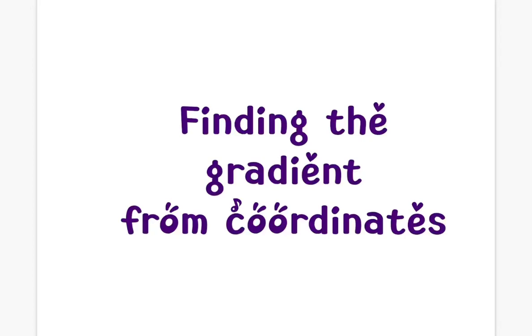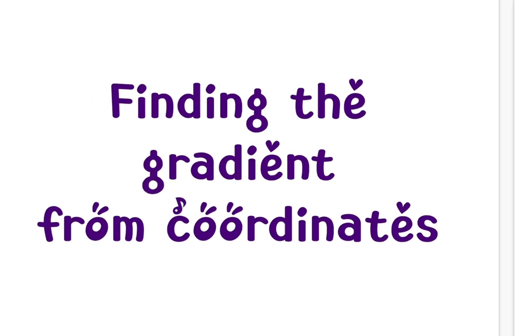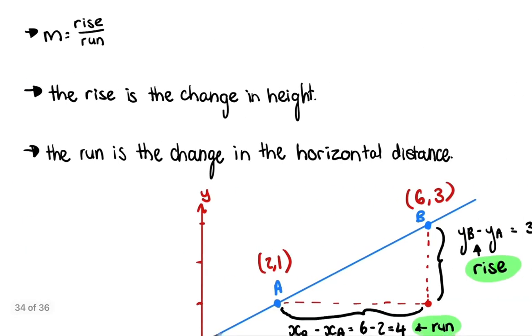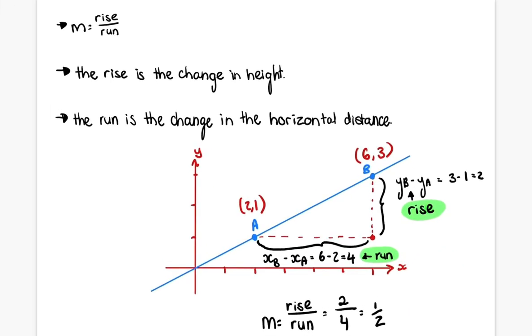The gradient from the rise and run on a graph where we can count up and to the side, but this time around we're going to look at it without that. So just quickly remember, the gradient is the rise over the run, the rise is the change in the height, and the run is the change in the horizontal distance.